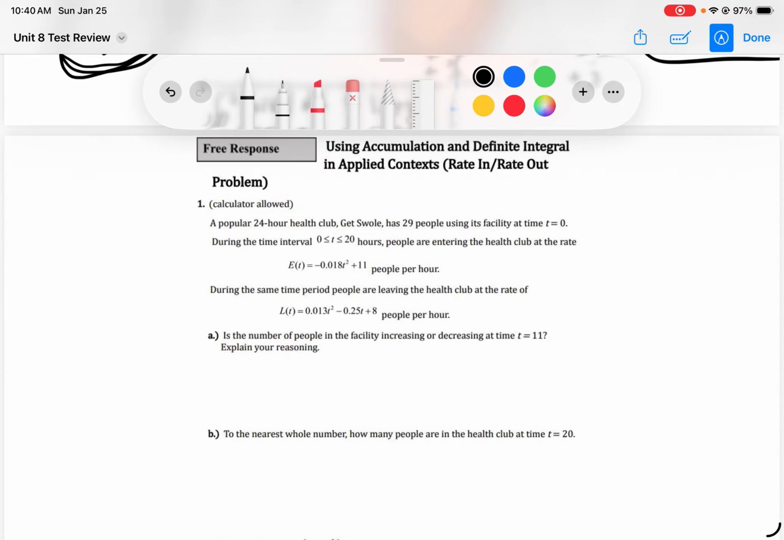It says a popular 24-hour health club called Get Swole has 29 people using its facility at time 0. So when they start keeping time, there's already 29 people in there. During the time interval 0 to 20 hours, people are entering the health club at this rate. And that's the rate that they are entering. During the same time period, people are leaving the health club at a rate of this. And that is a rate also. So a rate in and a rate out. People are coming and people are going.